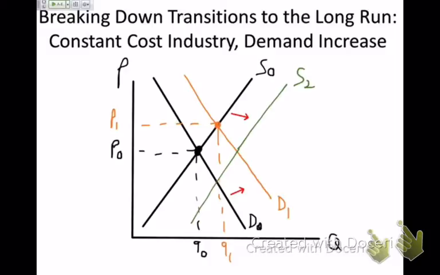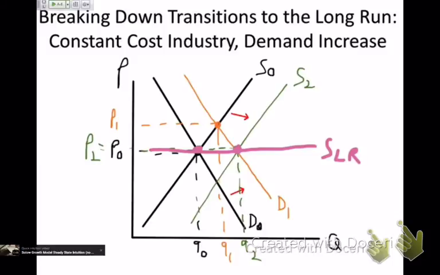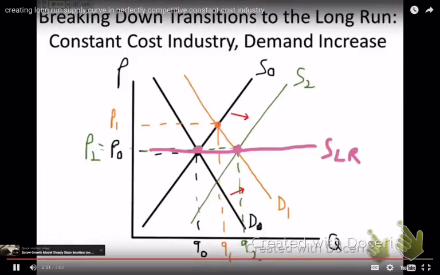So now this new long-run equilibrium point is associated with Q2, and because it's a constant cost industry, production has expanded and P2 is equal to P0. If we want to make our long-run supply curve, we just take this first long-run equilibrium point and the second long-run equilibrium point, we connect them, and that is our long-run supply curve. Notice that it is flat, it is perfectly elastic. The long-run supply curve is more elastic than the short-run supply curves.